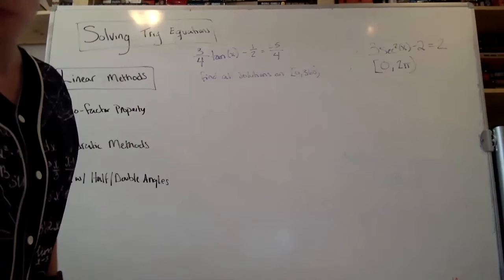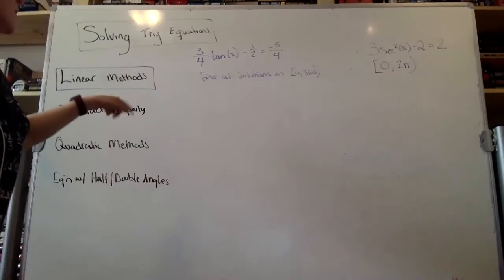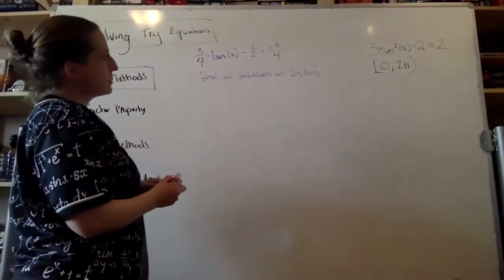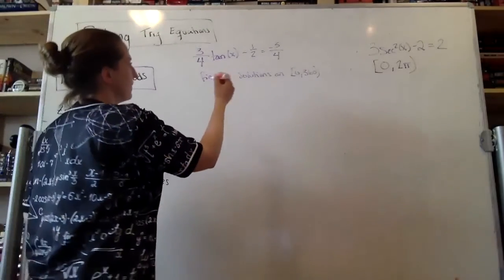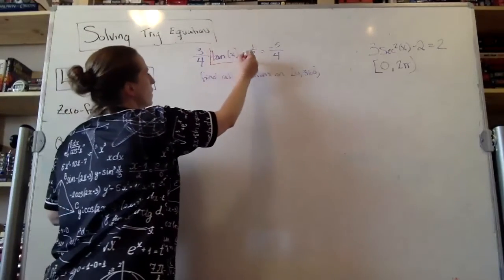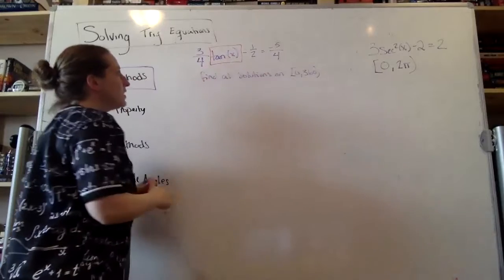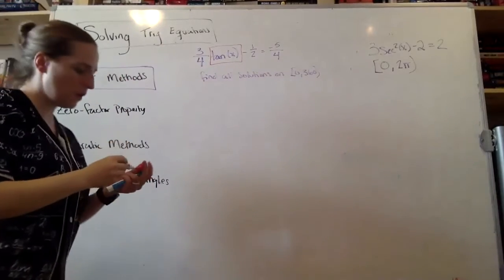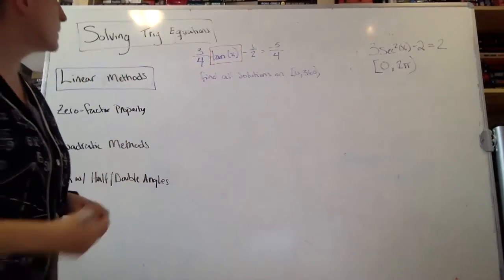All right, here's a couple more examples for us. So the first one, we have 3/4 tangent of x minus 1/2 equals -5/4. So again, our goal is going to be to isolate this single term and then see what we can figure out using our unit circle.